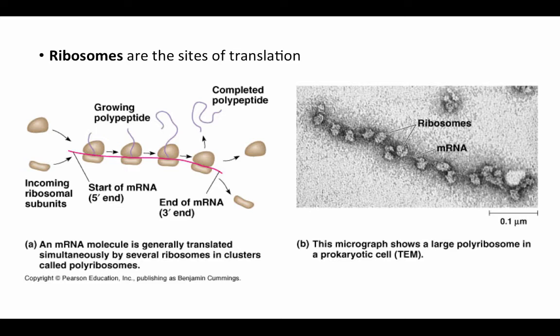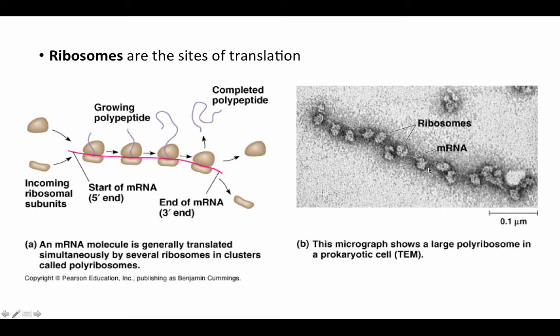We've seen this at work when we had our tour of the cell. And so here's an image of an mRNA being translated by actually several ribosomes at the same time. An mRNA molecule is generally translated simultaneously by several ribosomes in clusters known as polyribosomes. So here's a schematic. You can see one finished polypeptide being released from the ribosome, another one nearly finished, and these ribosomes are going to just keep attaching and moving along this mRNA until it's degraded.